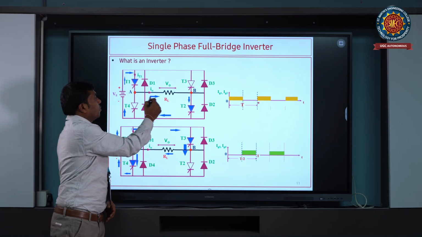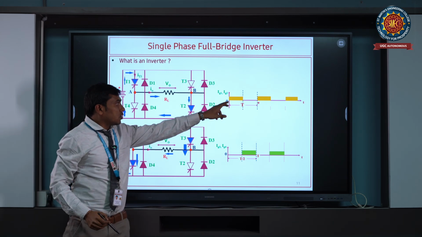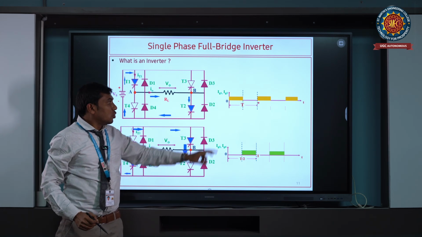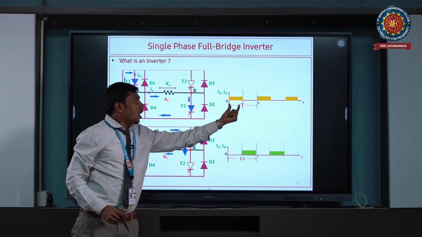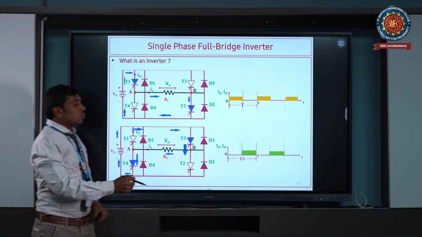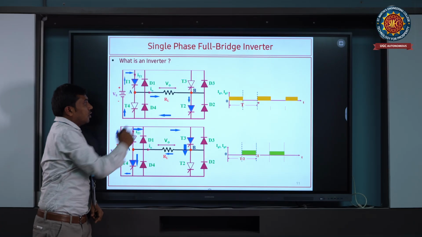Therefore, current flows from A to B, and the switching signals are given as Ig1 and Ig2. Let us take T as the total time period of the waveform. Then for half of the time period, Ig1 and Ig2 are given. Therefore, T1 and T2 are turned on.